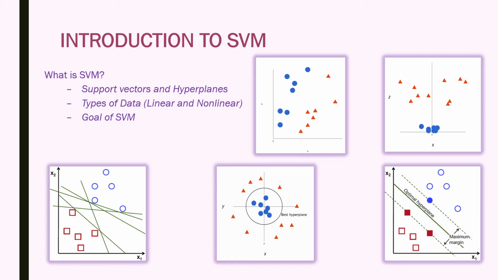To separate two classes of data points, there are many possible hyperplanes that could be chosen. Our objective is to find the optimal hyperplane which has the maximum distance between the data points of both the classes. Let's move on to the demo of SVM in RStudio.